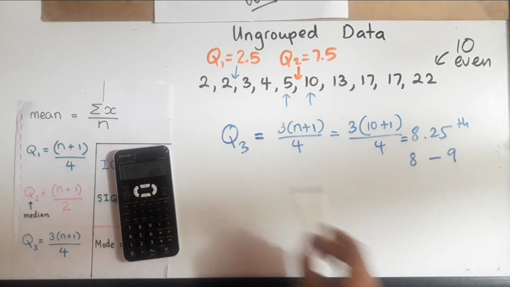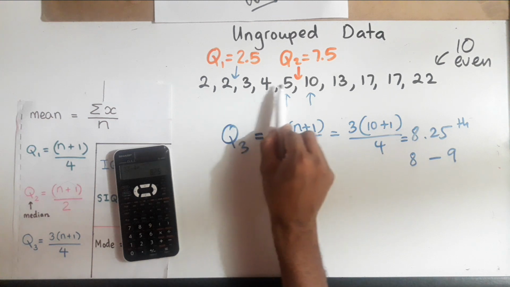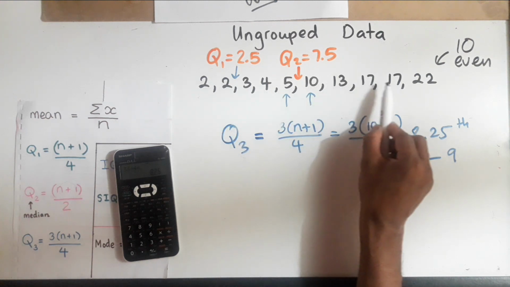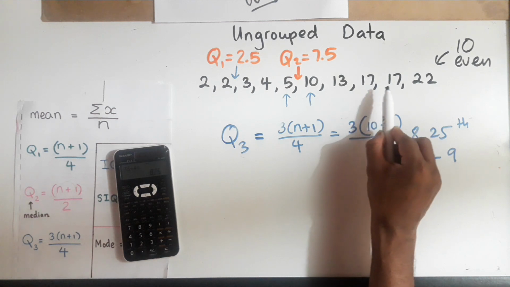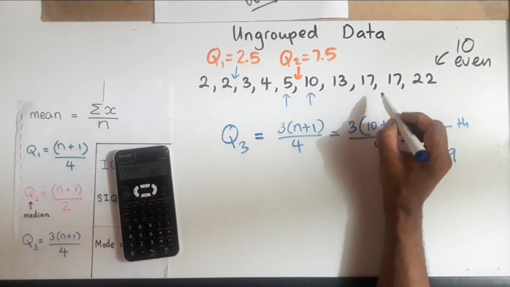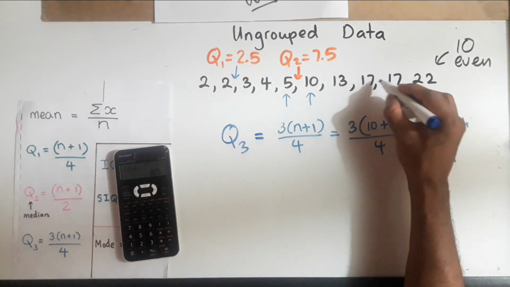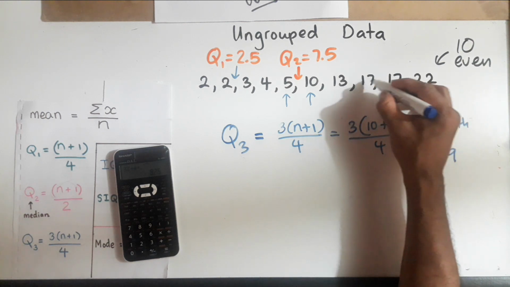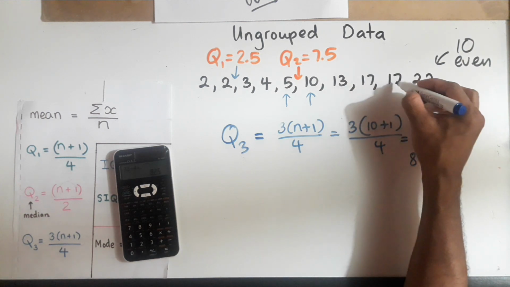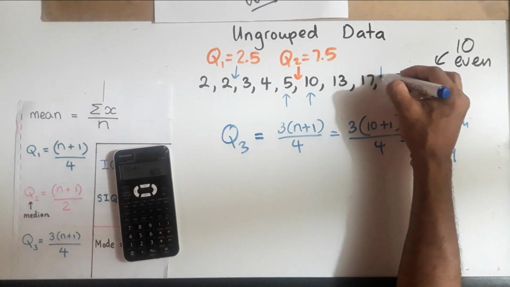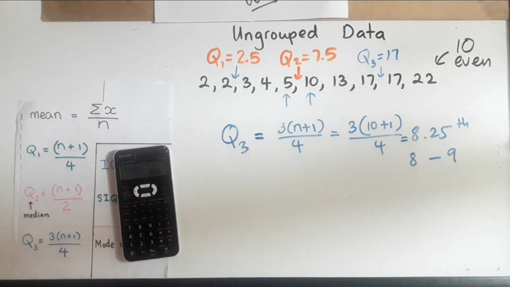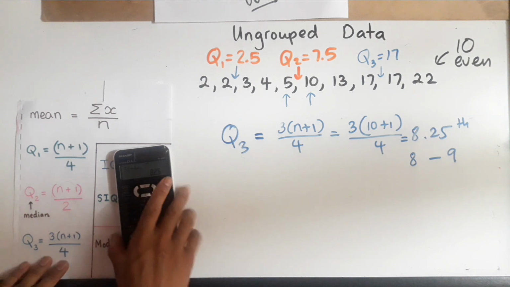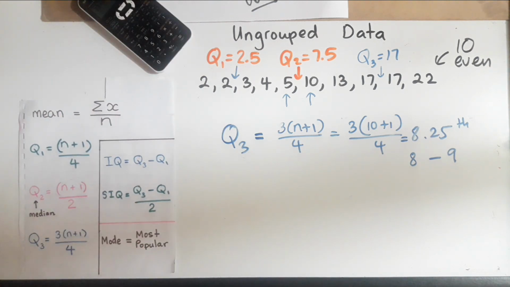That's where this lies. 1, 2, 3, 4, 5, 6, 7, 8, 9. So here's 8 and here's 9. So that means it's in between here and here. So we have to add these two numbers. 17 plus 17 is 34. 34 divided by 2, we're still going to get 17. All right? So we have the answers for Q1, Q2, and Q3.